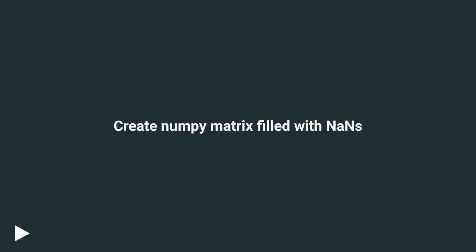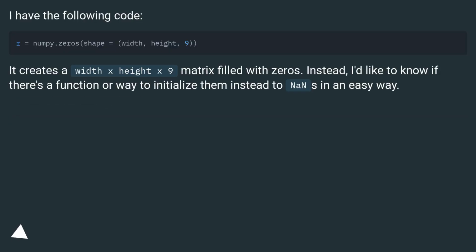Create numpy matrix filled with NaNs. I have the following code. It creates a width x height x 9 matrix filled with zeros. Instead, I'd like to know if there's a function or way to initialize them to NaNs in an easy way.